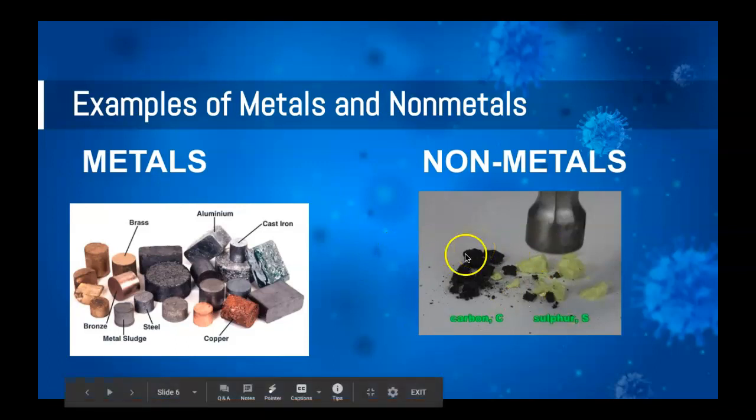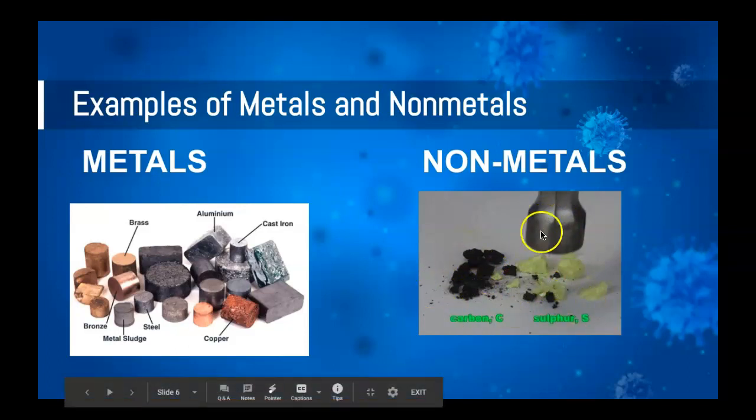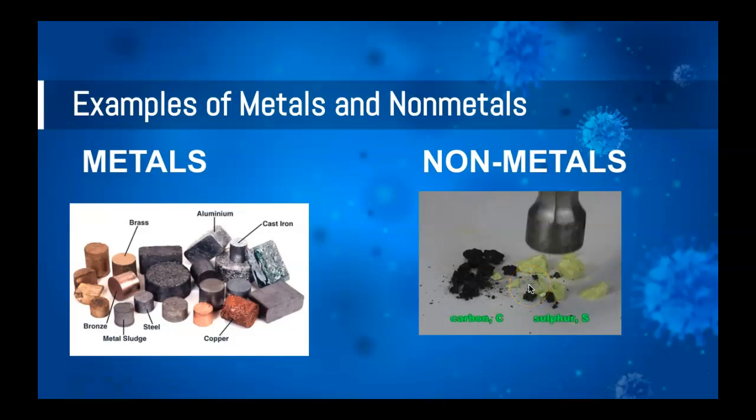Nonmetals, on the other hand, you can see are dull colored. Examples are carbon and sulfur. You can see the end of a hammer here that's being used to hit it. So they obviously are not able to be hammered into sheets. They just kind of shatter into pieces. Okay.